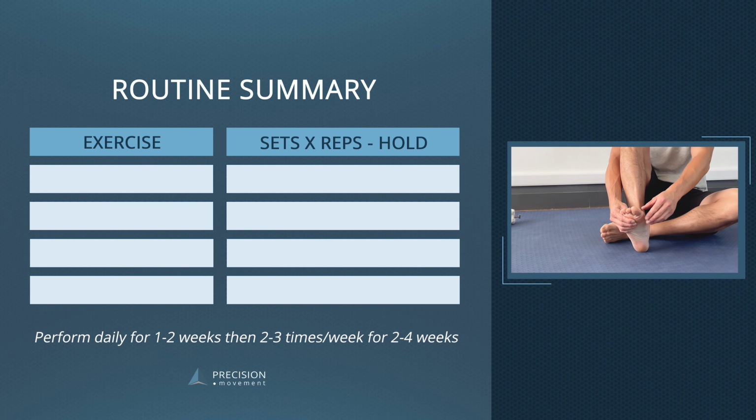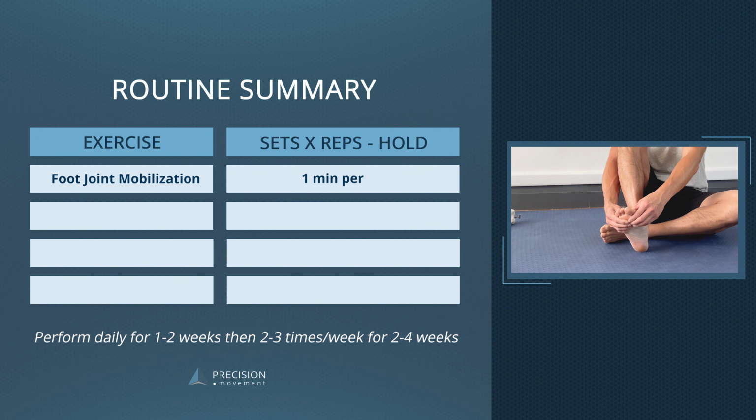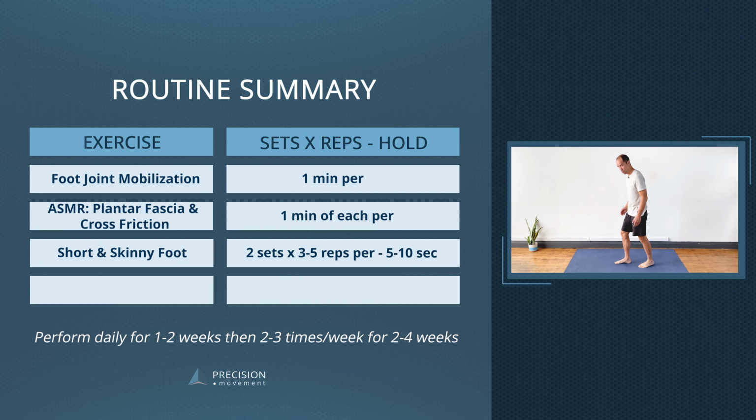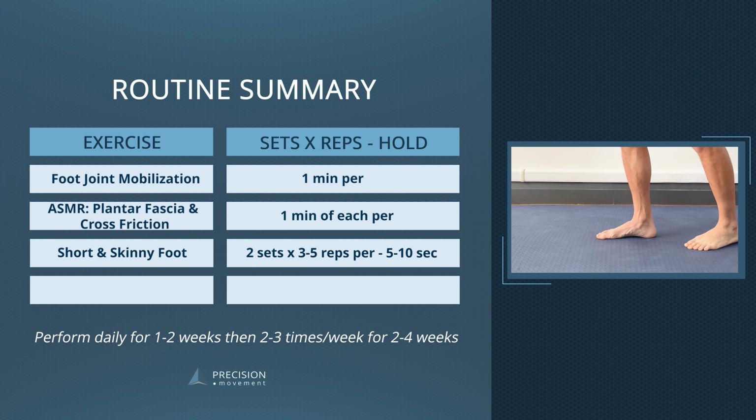To recap the routine we went through today, we started off with foot joint mobilization, and you're doing that for about a minute on each side. Then we went to active self-myofascial release for the plantar fascia, do that for 1 minute per foot, and add some cross friction for each foot as well. Next, we went to the short and skinny foot exercise, do 2 sets of 3 to 5 reps per side, holding for 5 to 10 seconds.